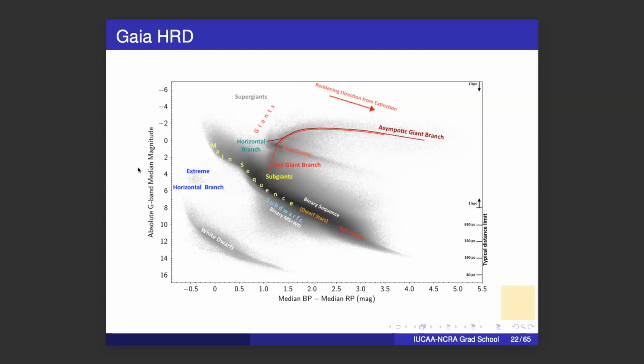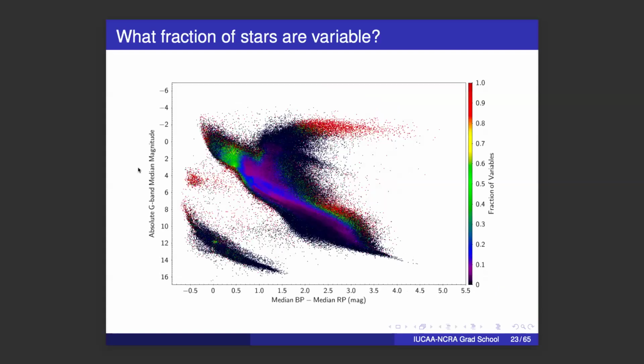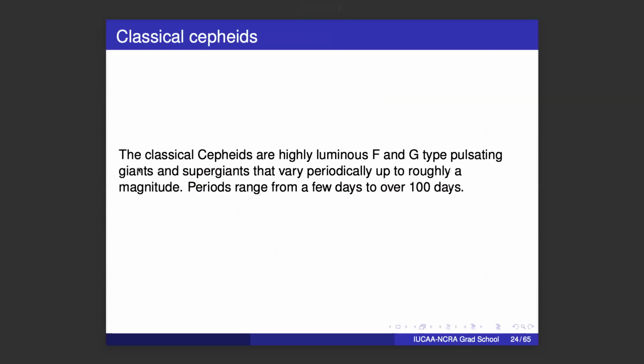Any other questions? Otherwise, we can stop here and we'll take up Cepheid variables and some other kinds of variables in the next class.